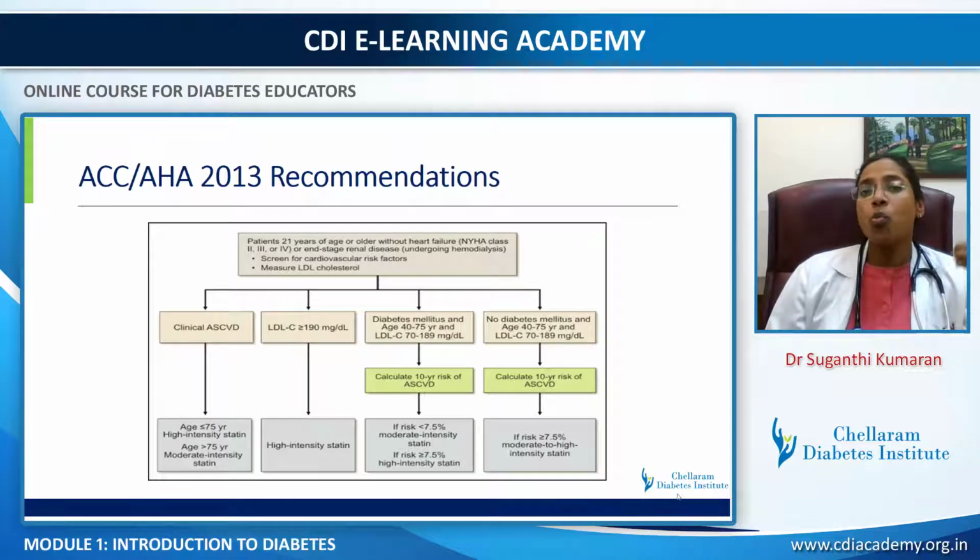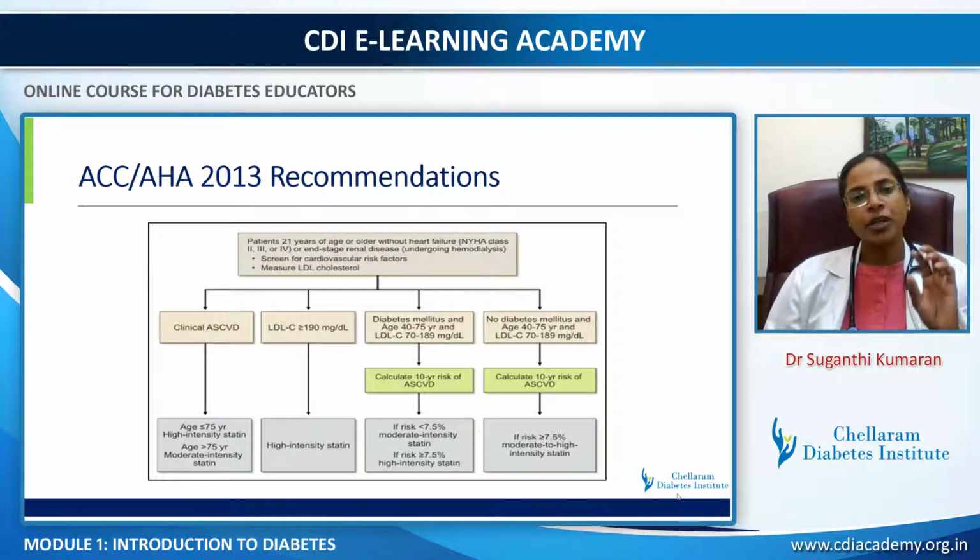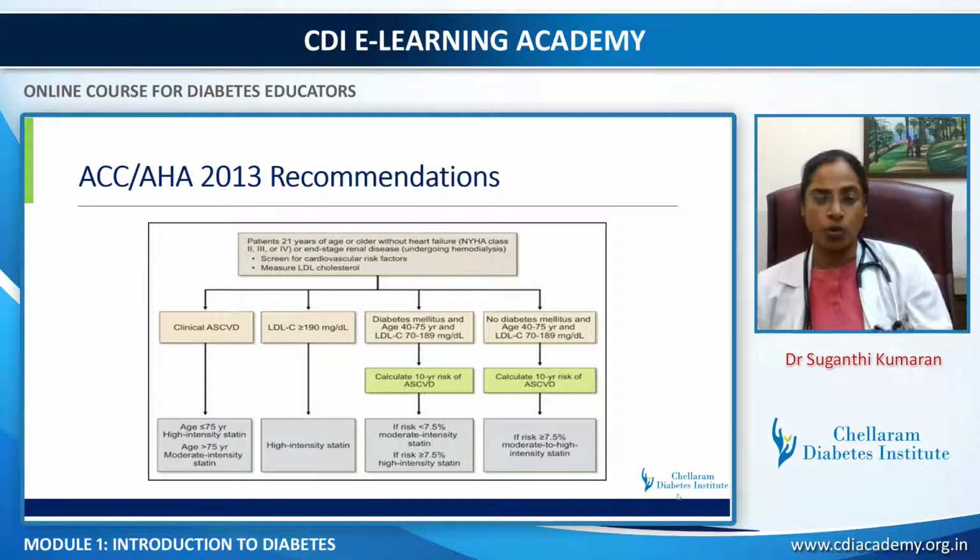If the patient age is more than 75, then we go a little easier on the medication. We give them moderate intensity statin. This is about the clinically positive atherosclerotic cardiovascular disease. If the patient has LDL cholesterol greater than or equal to 190, we start them on statin, and that would be high intensity, which is to reduce the level by 50% or more.